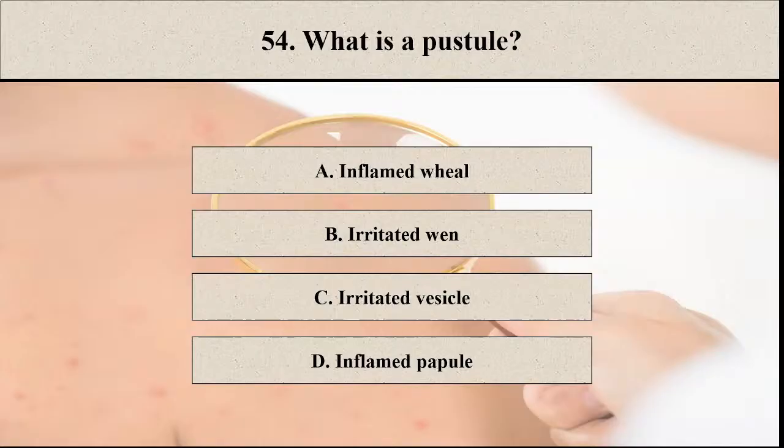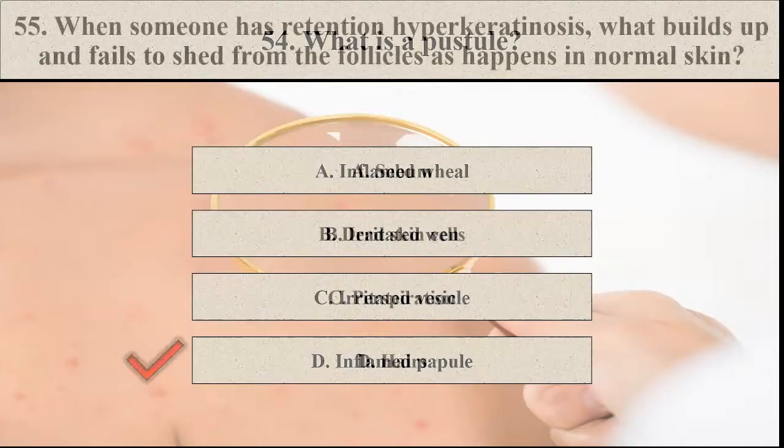What is a pustule? Is it inflamed wheal, irritated wen, irritated vesicle, inflamed papule? If you chose D, inflamed papule, you are correct.